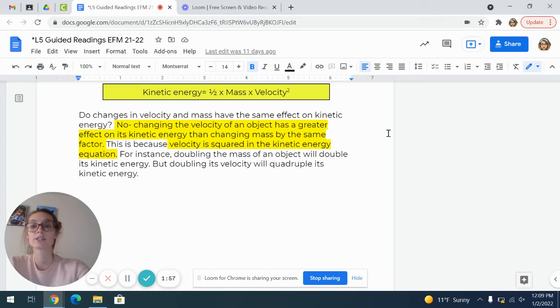No. Changing the velocity of an object has a greater effect on its kinetic energy than changing mass by the same factor. This is because velocity is squared in the kinetic energy equation. For instance, doubling the mass of an object will double its kinetic energy, but doubling its velocity will quadruple its kinetic energy.